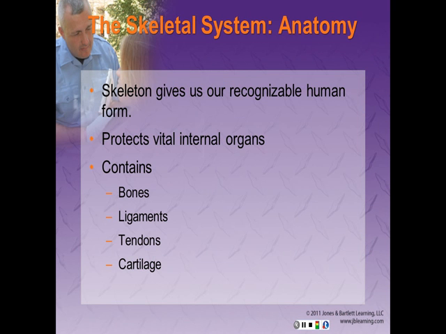The skeletal system anatomy we need to talk about next. The skeleton gives us our recognizable human form. If it weren't for our skeleton, we would be blobs. It protects our vital internal organs, and it contains bones, which constitute the structure of the skeletal system, ligaments, which connect bones to each other, tendons, which connect muscles to bones, and cartilage, which is the flexible material that is found in the joints.